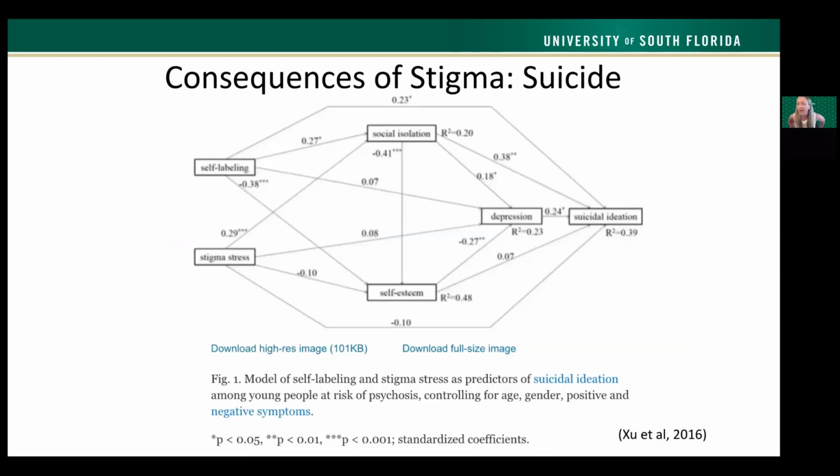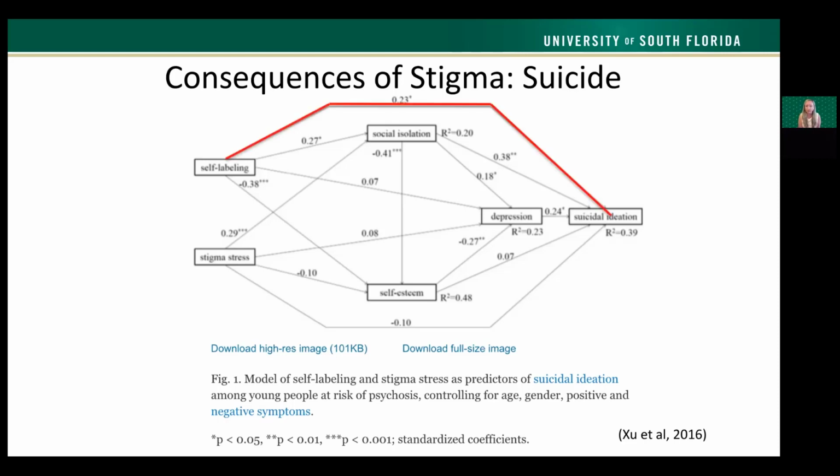This looks like a little bit of a mess, but I'm going to animate it for you so it's a little bit easier to look at. So this research was looking at suicidal ideation among young people at risk for psychosis. What's important to note when looking at this figure is that this is controlling for age, gender, and positive and negative symptoms. Those are all risk factors for suicide among this particular population. They were interested in seeing how self-labeling and the stress related to stigma predict suicidal ideation after controlling for those other demographic risk factors.